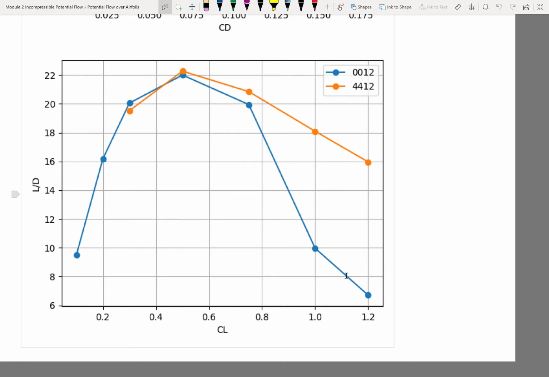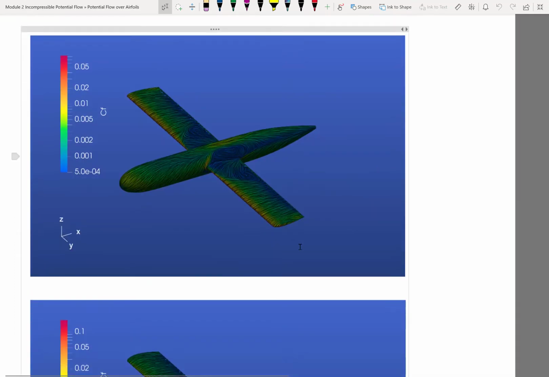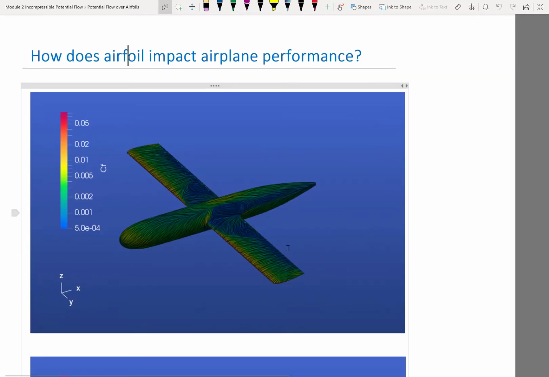And on the high CL range, the difference is actually pretty easily explained. So this is really the flow field computed using, I think this is the first time we see a computational fluid dynamics result in this course. So here is essentially a simulation of an oil flow on the surface of this airplane.